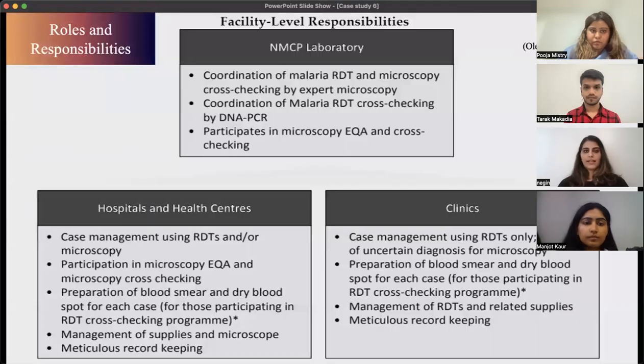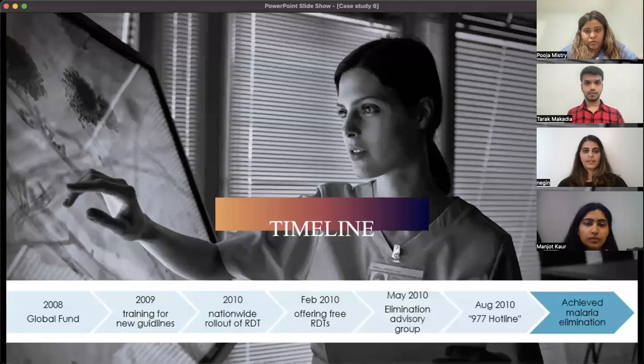In the next slide, I'm showing some of the roles and responsibilities of different members of the NMCP organization at different levels. Then, talking about the timeline of the NMCP Swaziland in the next slide.